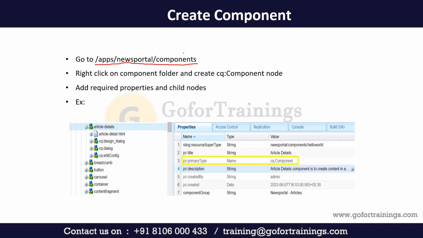Let's say I have one requirement to display the article details. I have one news portal website. In the news portal website, I have multiple articles. In each article, I have to display a title, description, and image.